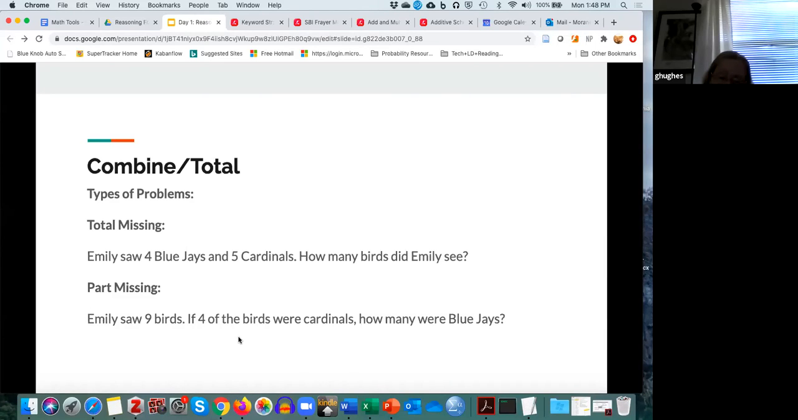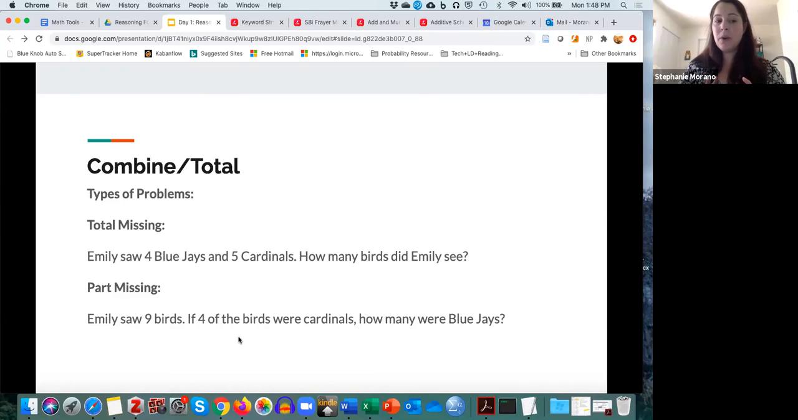There are 2 different types of combined total problems. Total missing problems, where we're going to need to solve to find the total. So an example of that is Emily saw 4 blue jays and 5 cardinals. How many birds did Emily see? Birds is the total quantity, right? We've got 2 parts, blue jays and cardinals, and we're putting those together to find the total number of birds. We can also have part missing problems. Emily saw 9 birds. If 4 of the birds were cardinals, how many were blue jays? So in this problem, we have the total and we have 1 part. We're going to solve for the missing part.